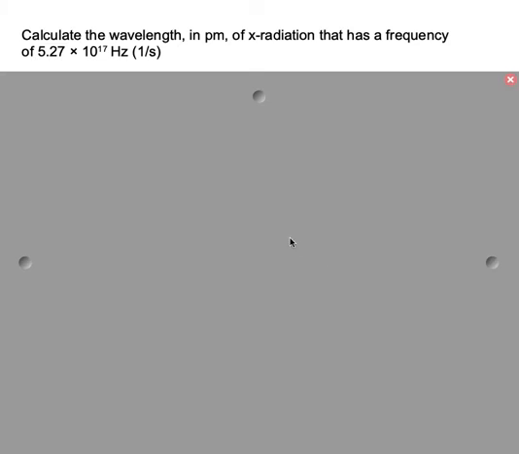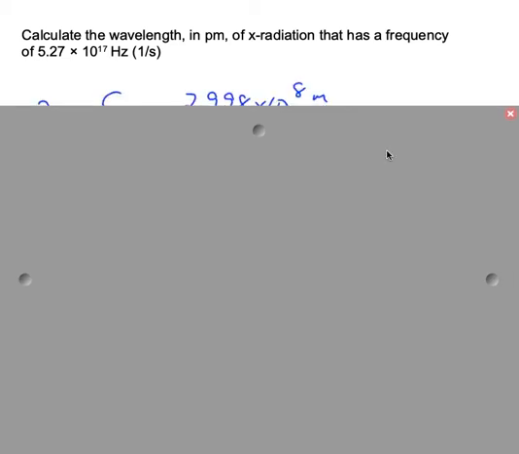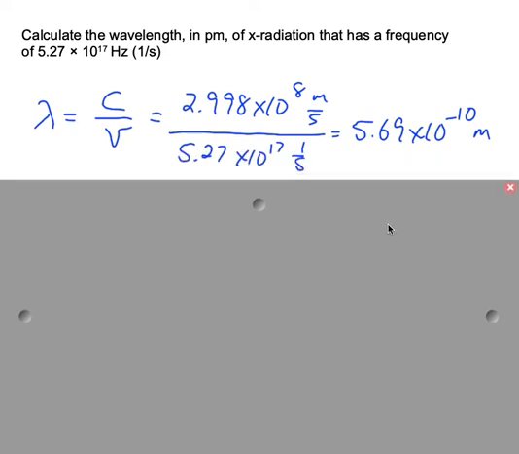Let's do another example. Here I give you X-rays with a frequency of 5.27 times 10 to the 17th hertz, or reciprocal seconds, and I want to calculate the wavelength in picometers. I will rearrange my equation now to obtain lambda, wavelength, equals c, the speed, over nu, the frequency. I plug in the speed of electromagnetic radiation in the numerator. I plug in the specified frequency, 5.27 times 10 to the 17th reciprocal seconds. I obtain a value of 5.69 times 10 to the negative 10th meters.